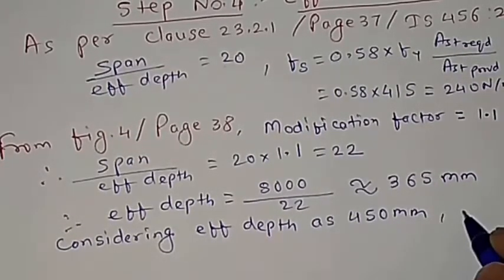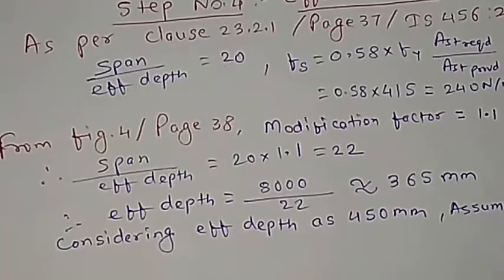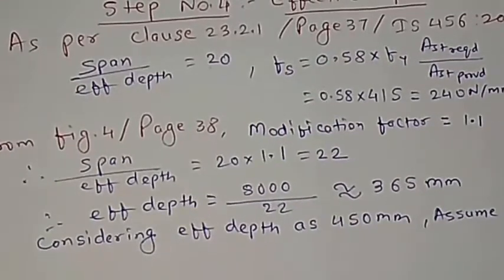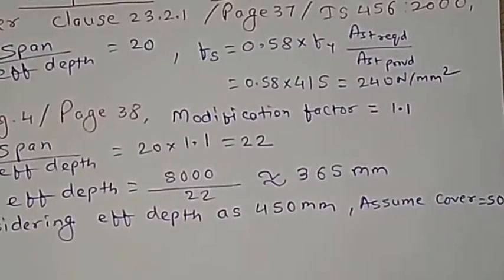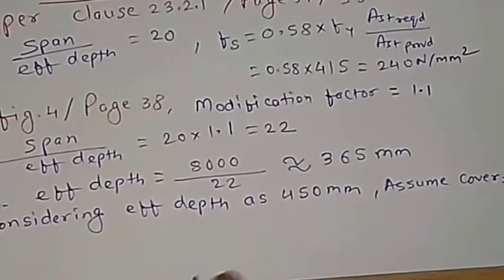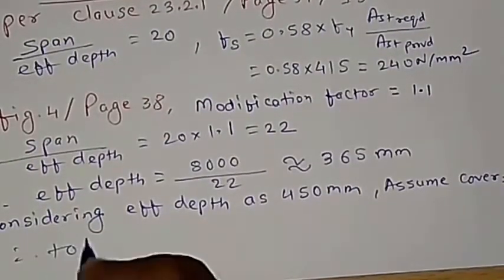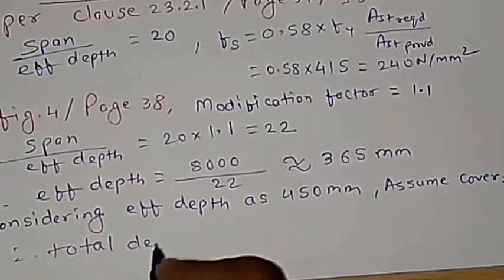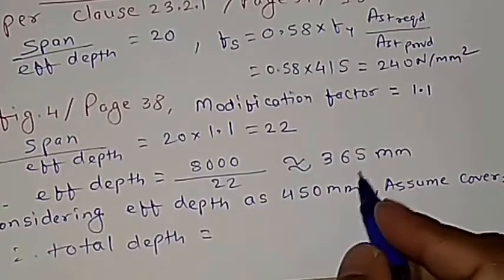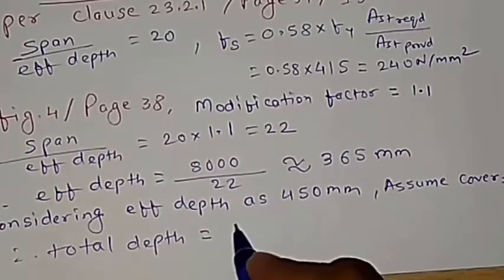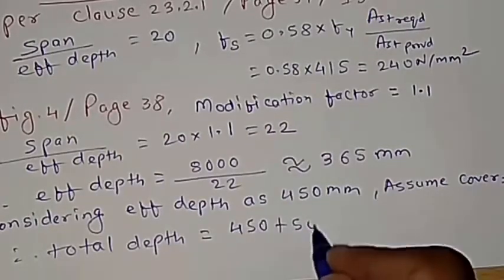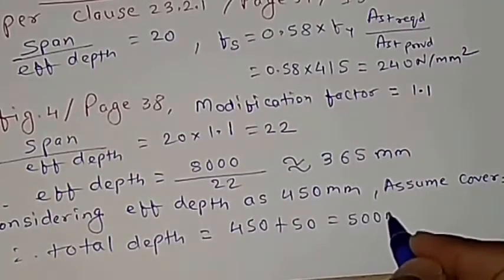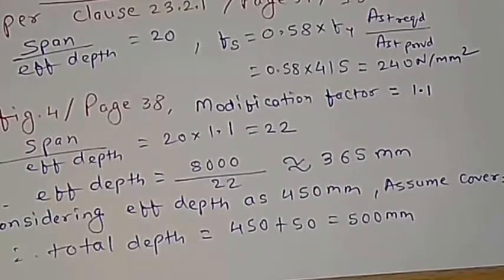and assume cover equal to 50 mm. So therefore in that case you will get total depth, which is equal to 450 mm plus 50 mm, that is going out to be 500 mm. So that's it, we got the total depth of 500 mm.